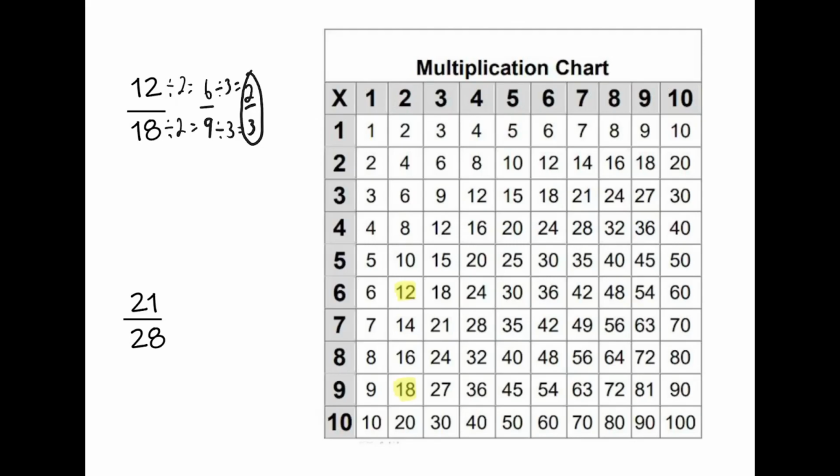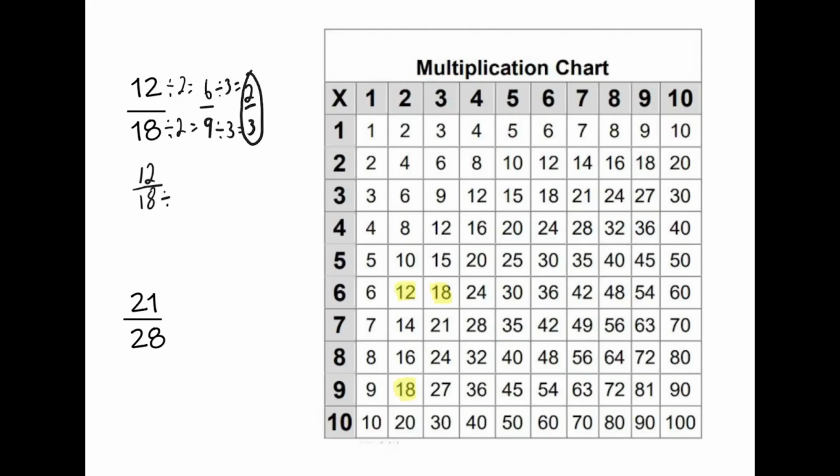But one thing you might have noticed when we were using our multiplication chart is that if we look down to the 6 times 2 where we have the 12, and look one cell to the right, we can also see the number 18. That tells us that both 12 and 18 are multiples of 6. So why don't we try simplifying this fraction again, but this time we're going to start by dividing it by 6, because we can see that both of these numbers are multiples of 6.